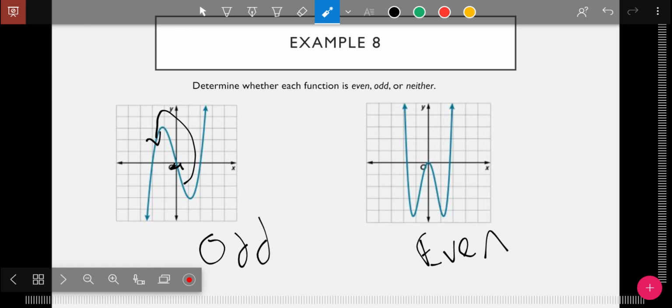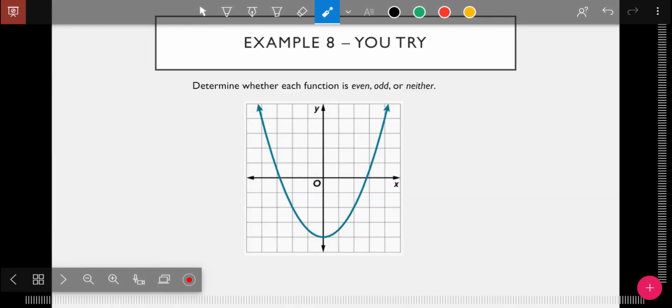The last way you could use is called end behavior. We haven't talked about that yet. But end behavior, if it ends or starts, begins, however you want to think of it, one side ends going one direction, the other side ends going the other direction, it's going to be odd. They both end going the same direction, it's going to be even. And so we have like 3 different ways to identify odd versus even. So give it a try. Is this an odd, even, or neither function?